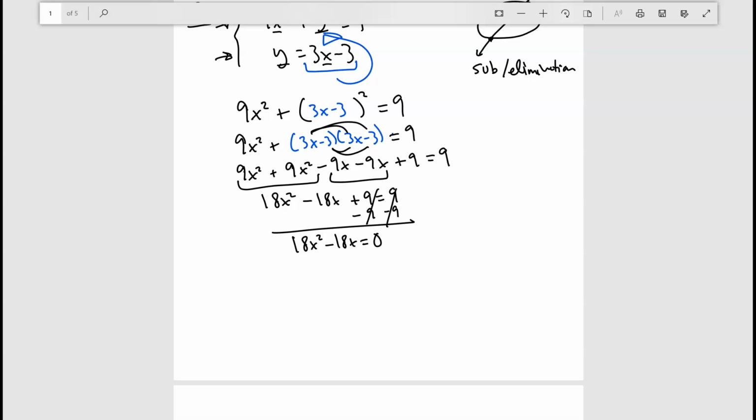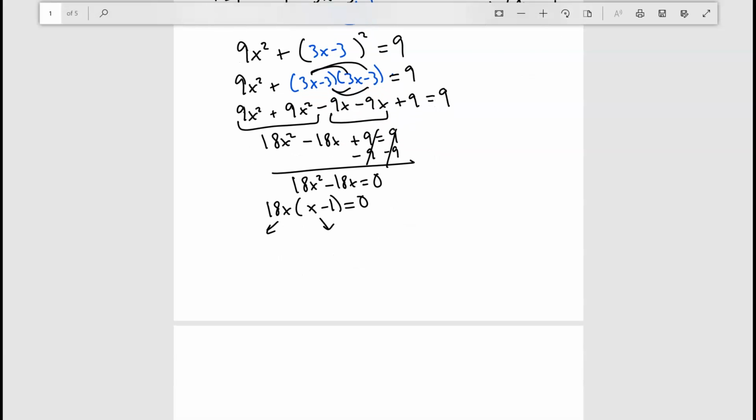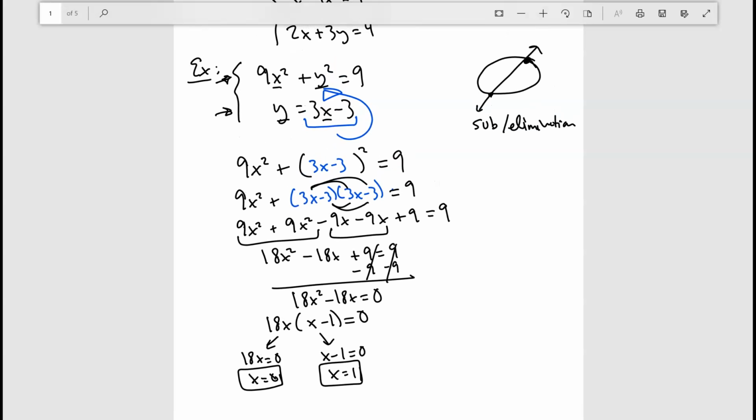Now how do you solve this? Well, let's factor out an 18x. So you're going to just have an x minus 1 equals 0. I'm going to set both of them equal to 0. So you're going to have 18x equals 0 and x minus 1 equals 0. So x equals 0, that's one solution, and x equals 1, that's another solution. So notice, as we predicted, because it was a line and an ellipse, you actually have two different solutions.